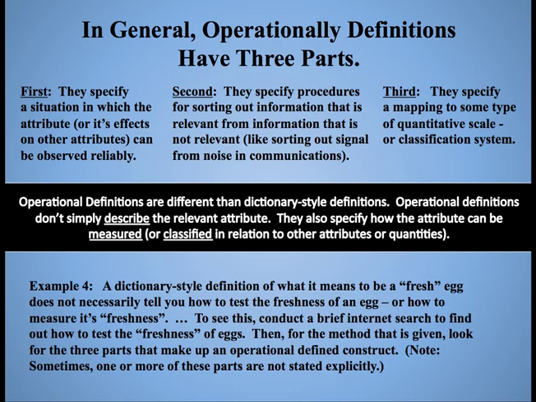Example 4. A dictionary-style definition of what it means to be a fresh egg does not necessarily tell you how to test the freshness of an egg or how to measure its freshness. To see this, conduct a brief internet search to find out how to test the freshness of eggs. Then, for the method that is given, look for the 3 parts that make up an operationally defined construct. When you do this, notice that, sometimes, one or more of these parts are not stated explicitly.